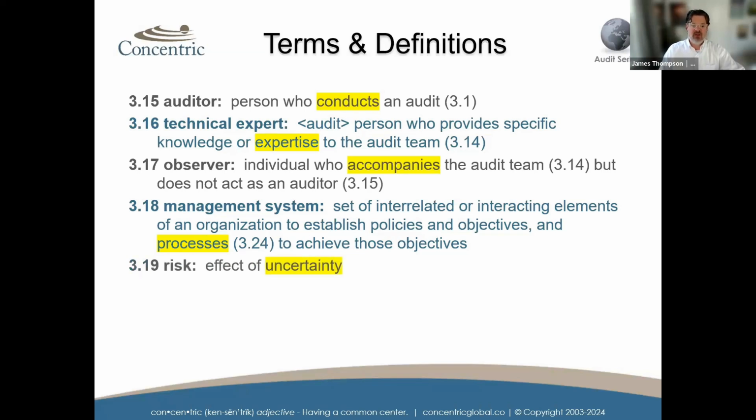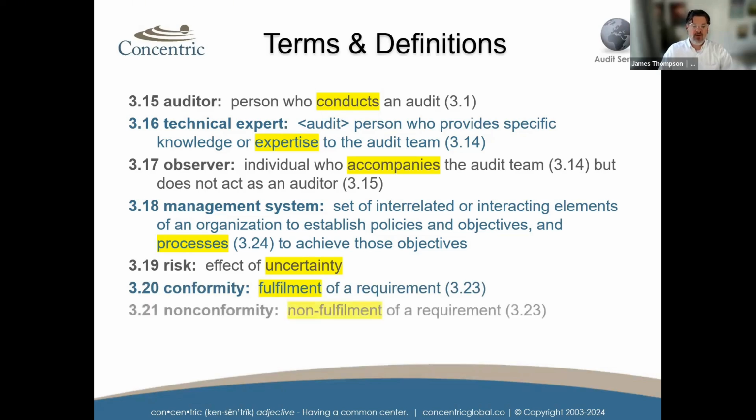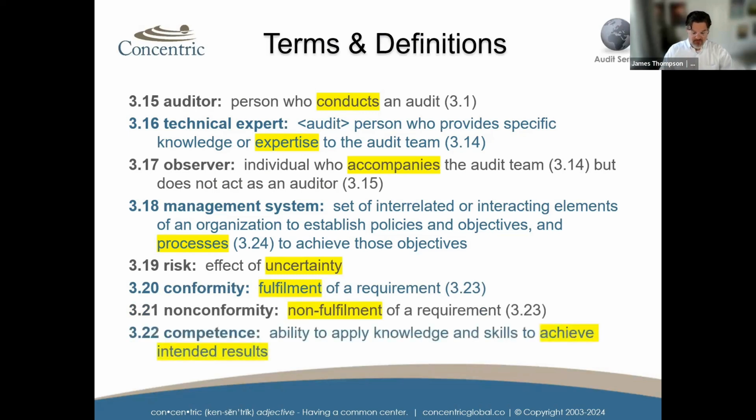3.19 is risk. Risk is the effect of uncertainty. So we've seen that risk has popped up in the latest version of the standards, where preventive action and that sort of thing was used in the past. But the intent of risk, hopefully for better understanding, is looking at opportunities to highlight risk so that you can get ahead of that and mitigate the risk where it makes sense to do so. Conformity, fulfillment of a requirement. The other side of that is non-fulfillment of a requirement, which is a non-conformity.